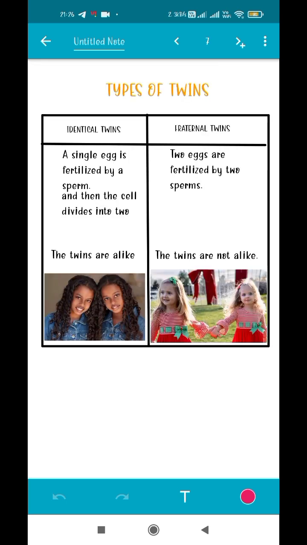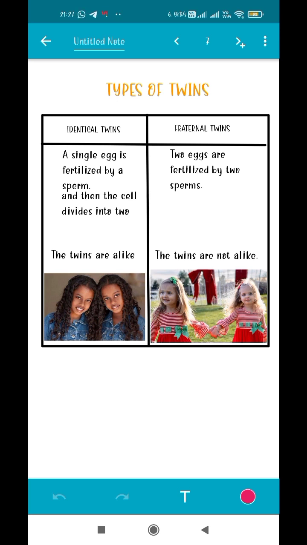Many of us have seen twins. Maybe we have relatives who are twins, or maybe we have seen people from our close circle. Twins are also of two types. One of them is identical and the other is called fraternal twins. So what are the differences between these? As the name suggests, identical twins are exactly like one another. They look exactly alike. It is very difficult to differentiate. And fraternal twins, they do not look the same. They have different facial features. But what is the major cause for this?